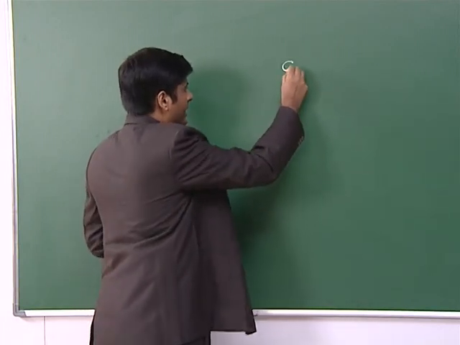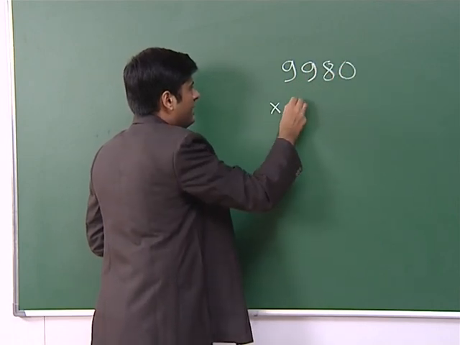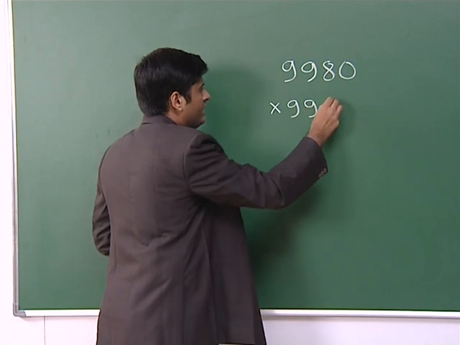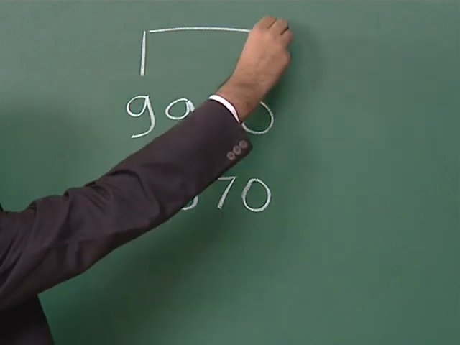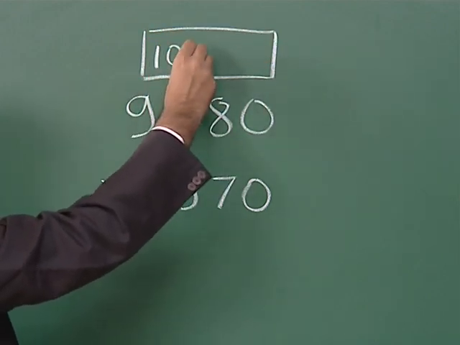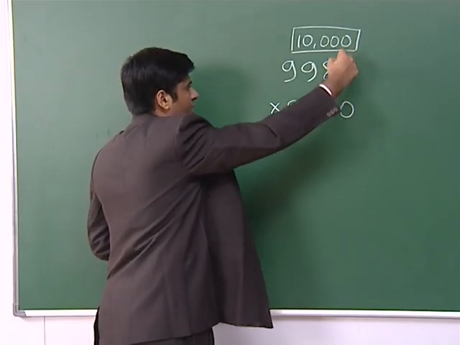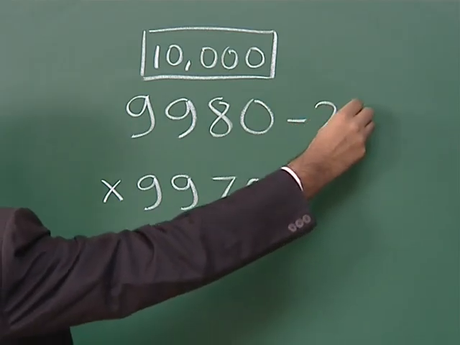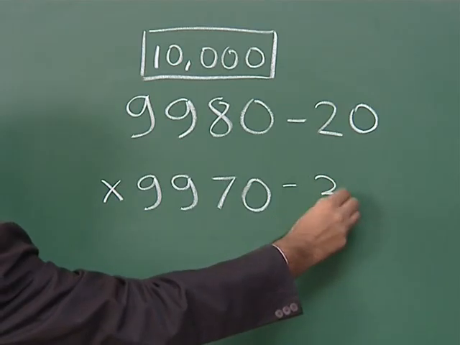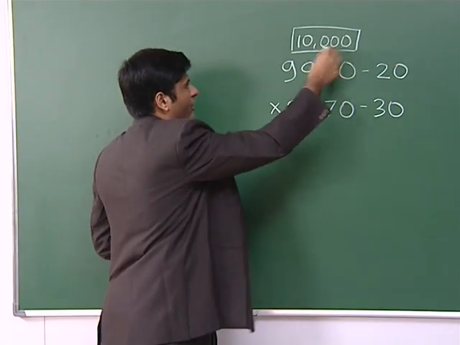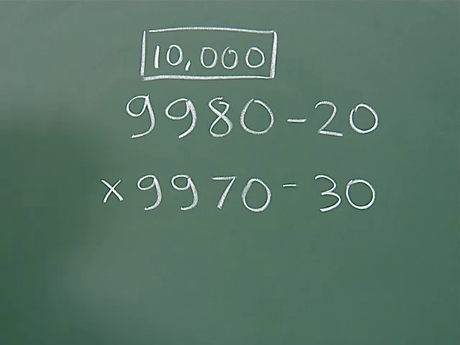Friends, let us quickly have a look at an example. Suppose I have to multiply, say, 9980 by 9970. Now, both the numbers are closer to 10,000. So my base in this case will be 10,000. The difference between these two numbers is 20, and the difference between these two numbers is 30. So we have found the base and we have found the difference.